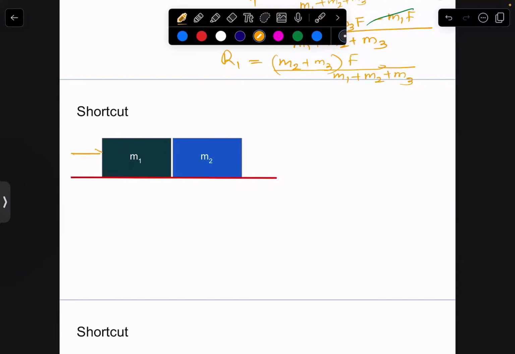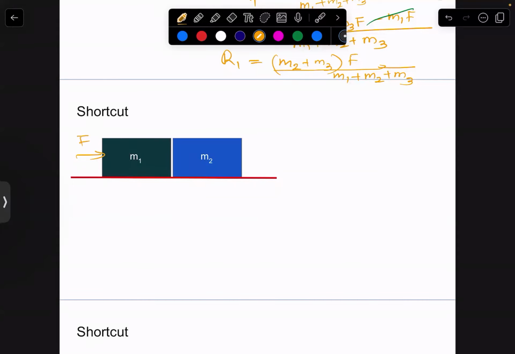So this is the first problem that we discussed. This is F, the only external force that is acting. It can be from either side. This F can act from this side, or it can be from this side, but it should only be from one side. It should not act on both sides.